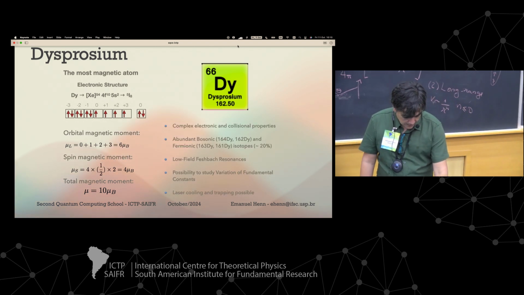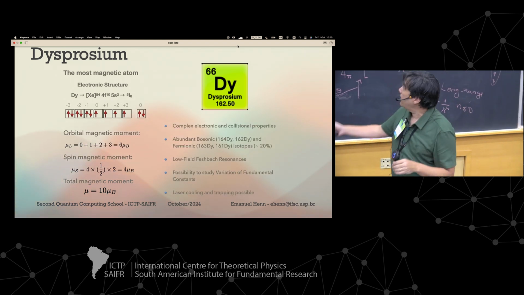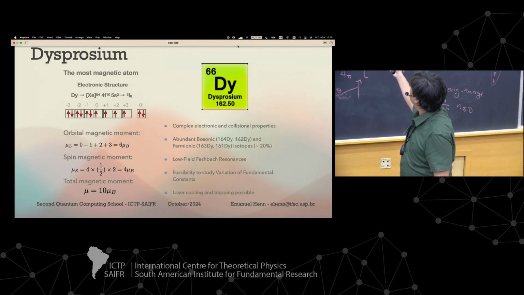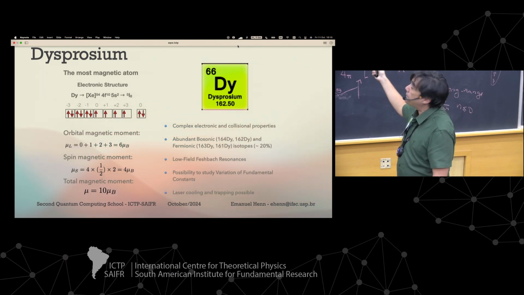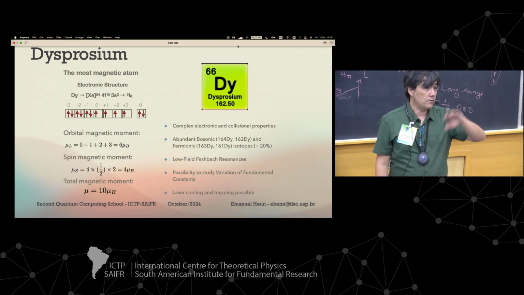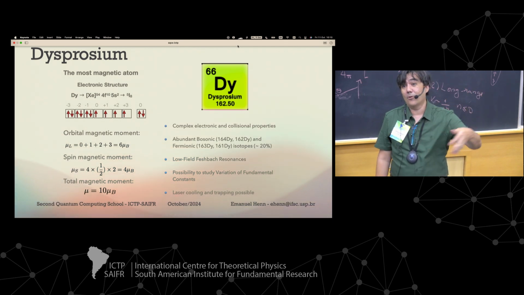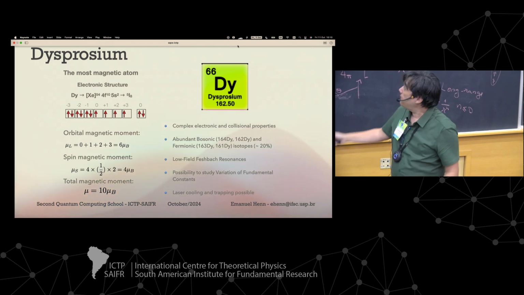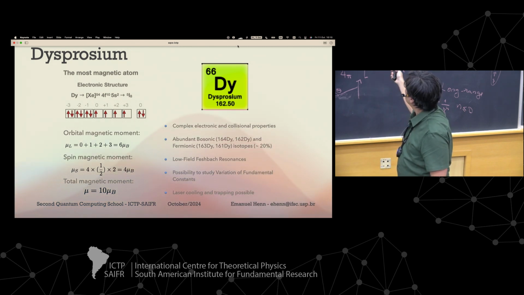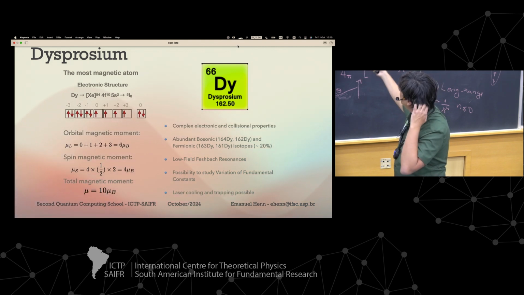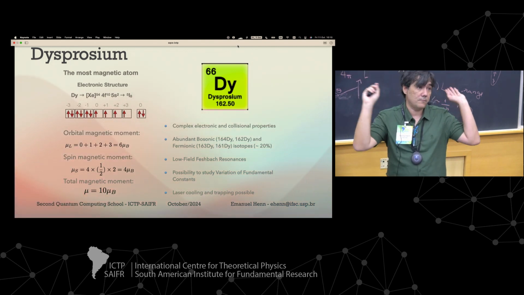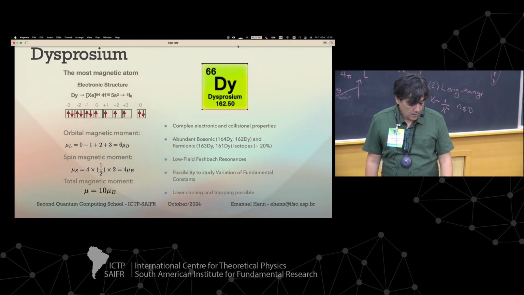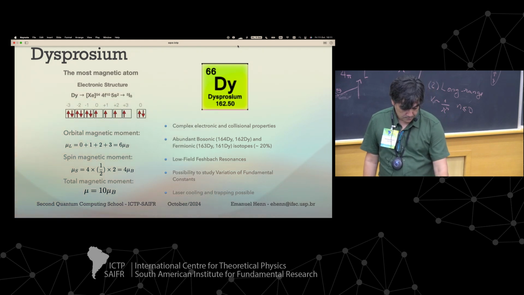So the nice things about dysprosium: it has complex electronic and collisional properties. It has abundant bosons and fermions, so one can look into the two directions. Here we only touched bosons, but it has fermions also. There are low field Feshbach resonances. There is a full line of study of variation of fundamental constants using dysprosium. I'm not touching this here. And of course, laser cooling is possible.